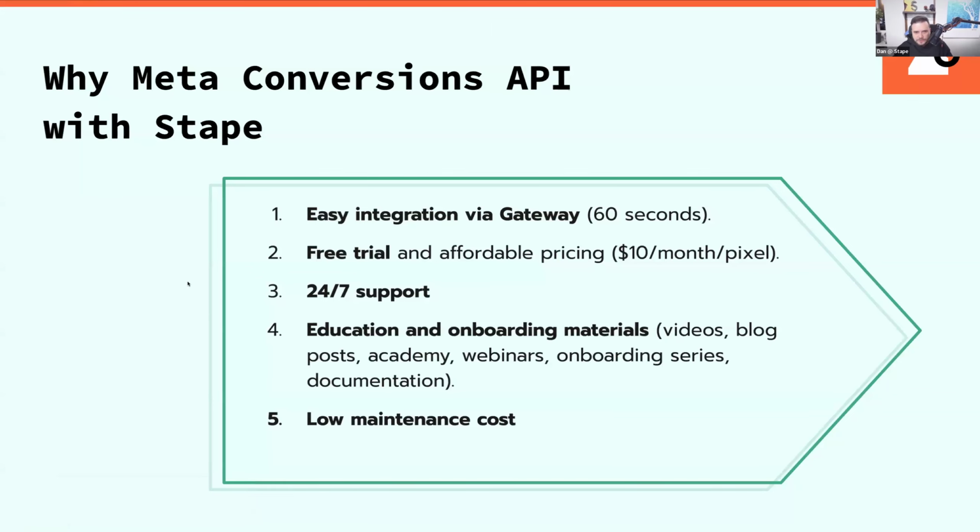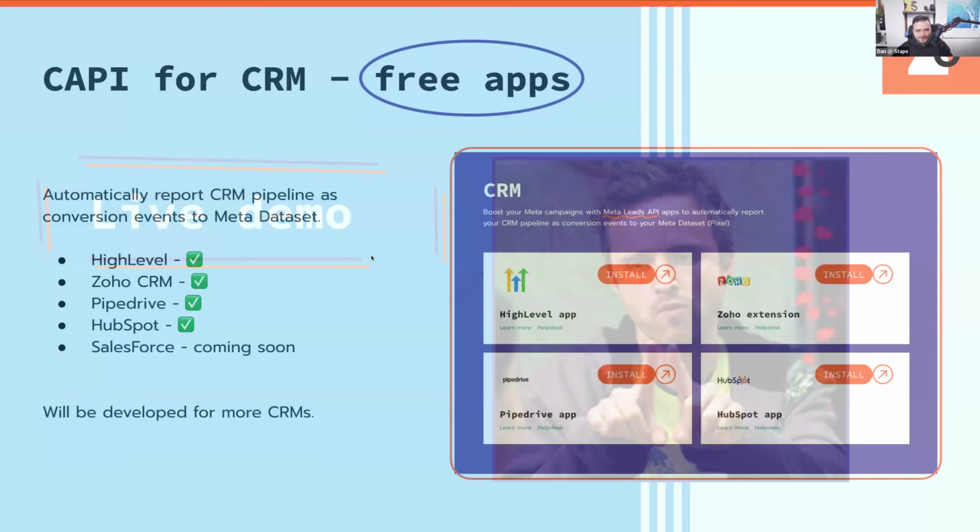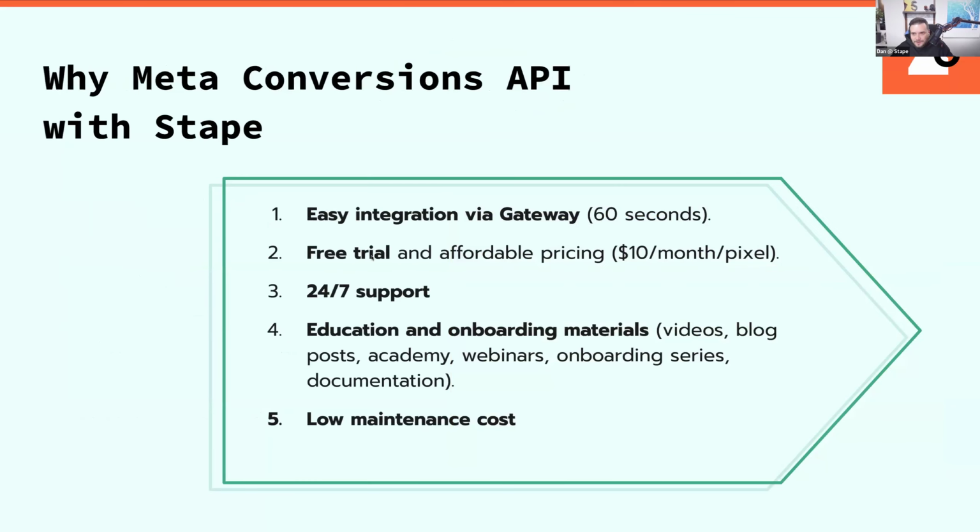All right, so this is just a general overview, right? So why Meta Conversion API with Stape? The biggest reason is pretty much the ease of integration. It literally takes maybe a minute, maybe a couple of minutes, depending on your internet speed, to connect your existing pixel to a gateway on Stape. There's also a free trial available, so there's no commitment at the start. There's 24/7 support, chat and tickets both, so they can help you if you have any issues. There's a ton of educational materials to help you on that journey of connecting it and using it.